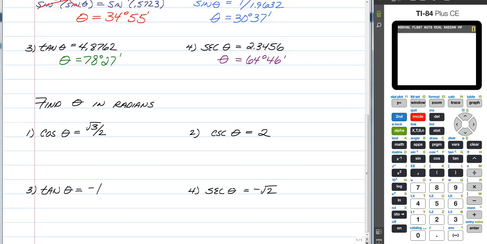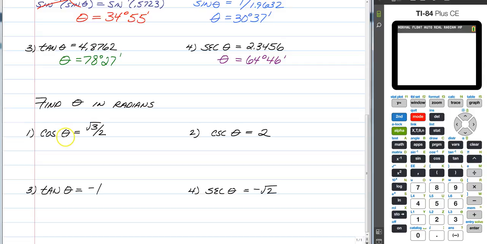So if you go back to the unit circle, you should remember that cosine is x, and the x value of pi over 6 is the square root of 3 over 2. So you can actually just think about it in terms of the unit circle and do many of these in your head. But if we have a graphing calculator that'll do it for us, let's do it.